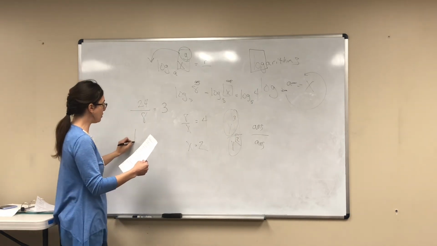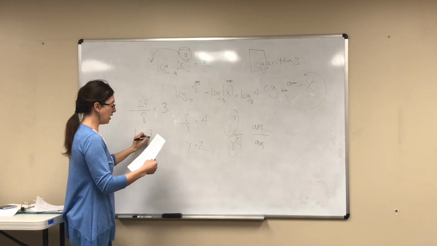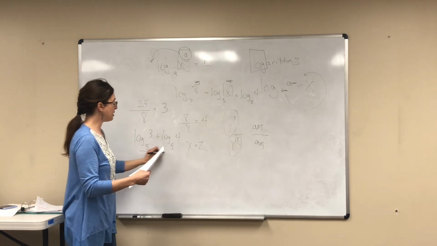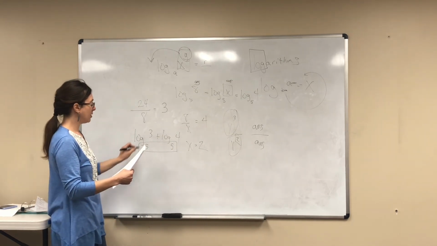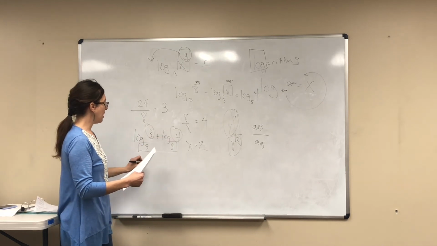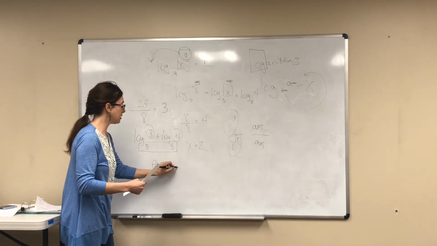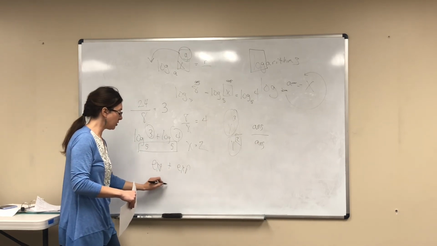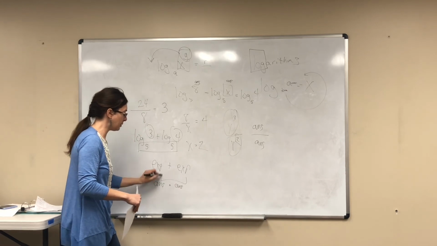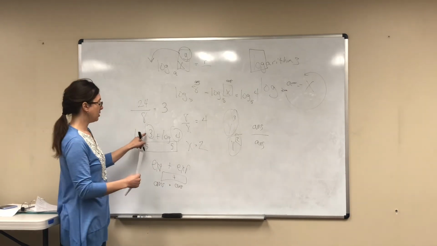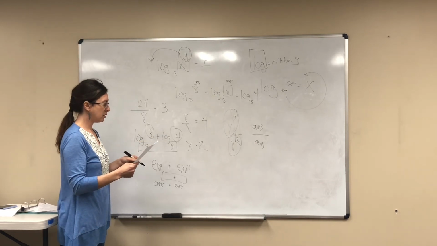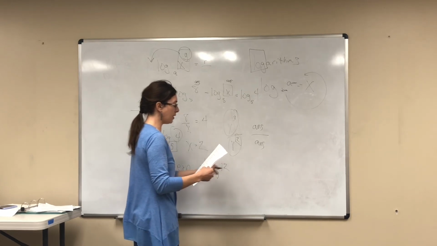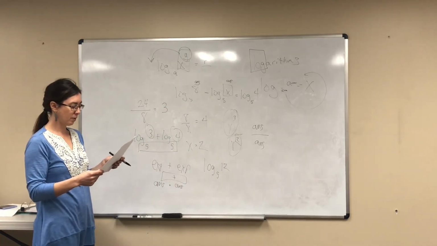Okay, so now we can rewrite that: log 5 of 3 plus log 5 of 4. My bases are the same, so I need to multiply my answers. I have an exponent plus an exponent, which means I need my answer times my answer, to be able to add those exponents. So 3 times 4 is 12. So we have log 5 to the 12, all that simplified. Log 5 of 12.